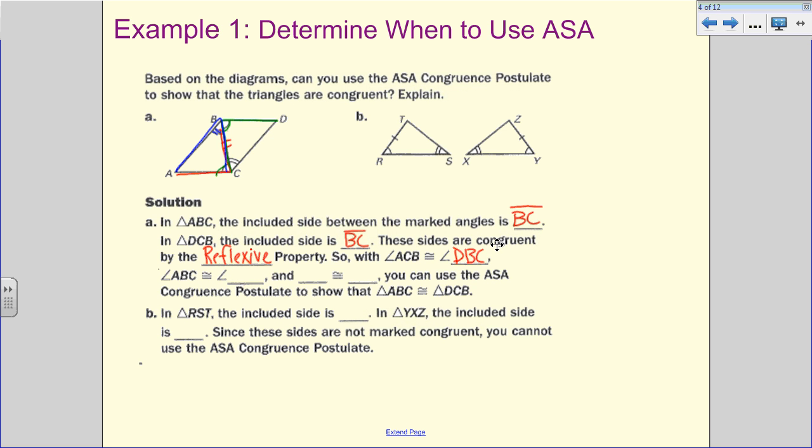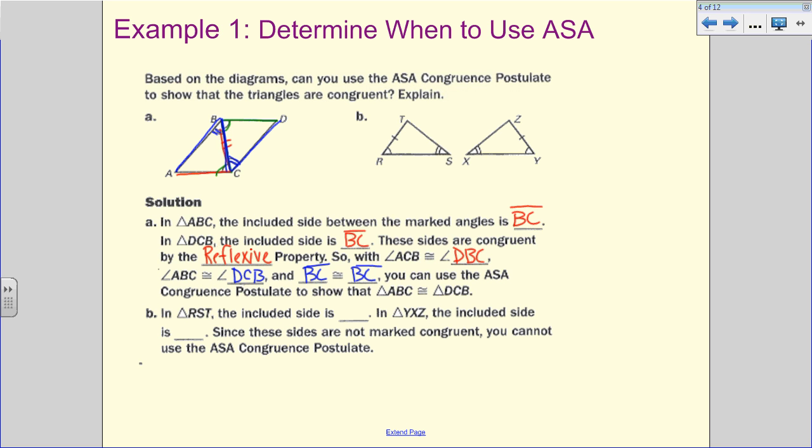DCB, the two congruency marked angles. And we know from what we said earlier that BC is congruent to BC. So we can use the angle side angle postulate.